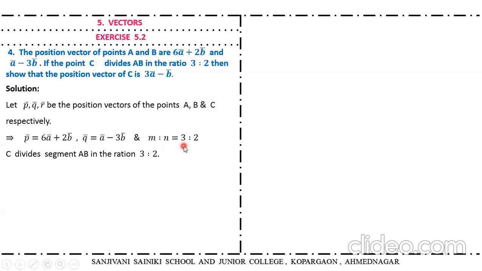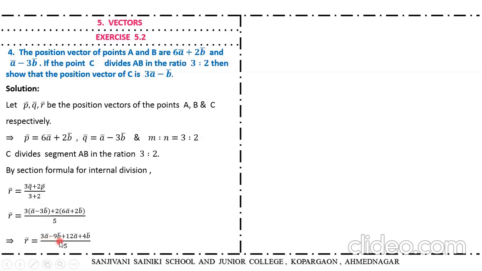So m is to n is given as 3:2. C divides the segment AB in the ratio 3:2. So we use the section formula for internal division. r bar is equal to 3q bar plus 2p bar upon 3 plus 2. Put the values of q bar and p bar. We get r bar is equal to 3a bar minus 9b bar plus 12a bar plus 4b bar upon 5. That is r bar is equal to 15a bar minus 5b bar upon 5. That is r bar is equal to 3a bar minus b bar, which is the required. As required, we wanted to show that the position vector of the point C is 3a bar minus b bar.